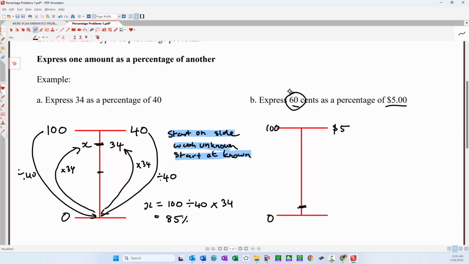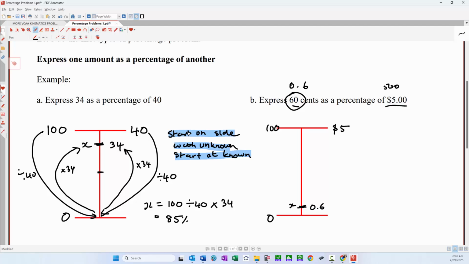Now, let's be careful with the units because 60 cents and $5 are not in the same unit. So I'm going to convert the 60 cents into dollars by saying that 60 cents is 0.6 of a dollar. The other thing you could do is turn this into cents by writing it as 500 cents. It's up to you. So I'm going to put 0.6 over this side, and I want to know what percentage that is. So we've got our x over here.